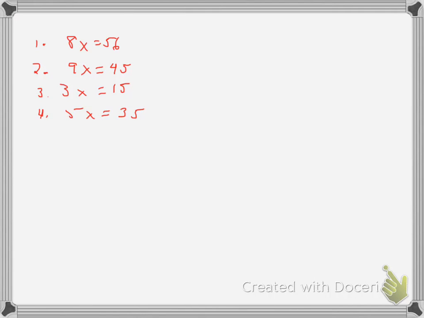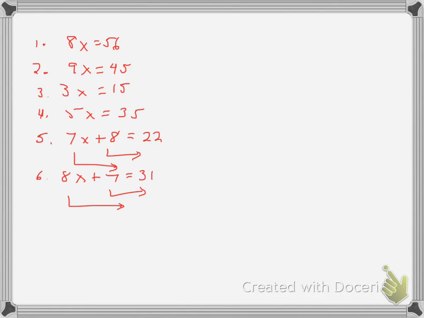Now, when you get to 5 and 6, that's more similar to what we would do. The first step, this is much more complicated. Number 5, not that difficult for you, but you would get 7x plus 8 equals 22. Then I would subtract the 8, and then I would divide by 7. Number 6, I will get 8x plus 7 equals 31. I would subtract the 7 and divide by 8. So hopefully you're following these, and these make a lot of sense to you.